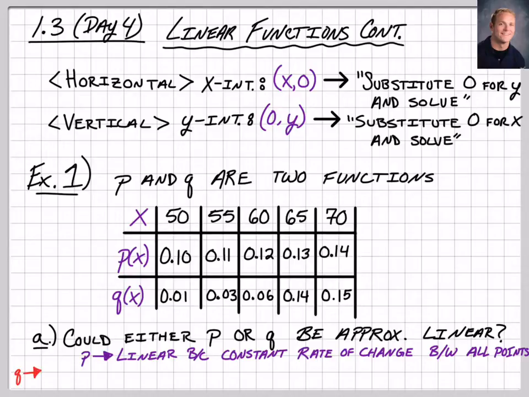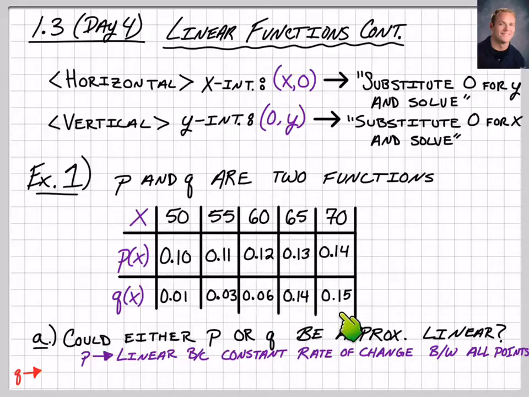So the x inputs are the same. Now we have the q outputs down here. So the x's are going up at a constant rate. Again, we know those go up by 5 each time. But are the values for q of x, the outputs here for q, are they going up at a constant rate? They're definitely not, right? This one goes up 0.02, and then from here to here, 0.03. Oh man, bigger jump, small jump.